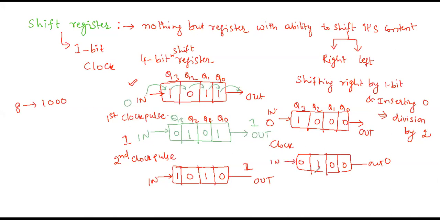Now, what is the value we are getting in the register? 0, 1, 0, 0, nothing but 4. You will get 4 by doing division of 8 by 2. 8 by 2, nothing but 4. Similarly, shift left by 1 bit and inserting 0 is equal to multiplication.